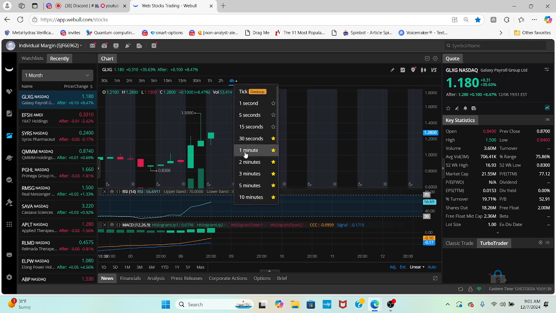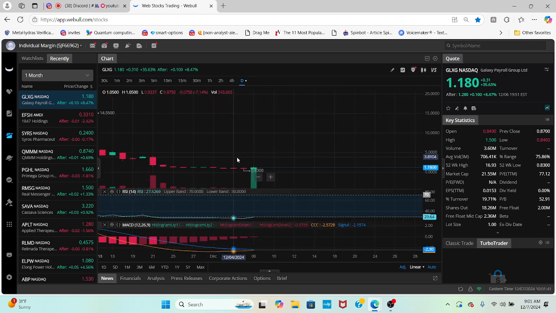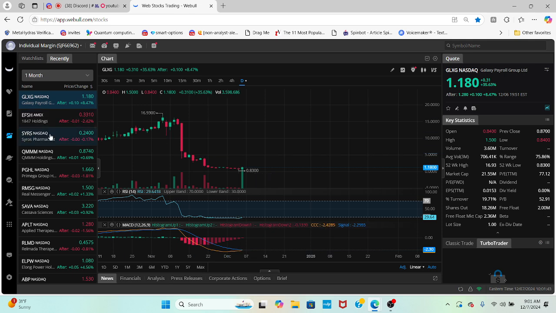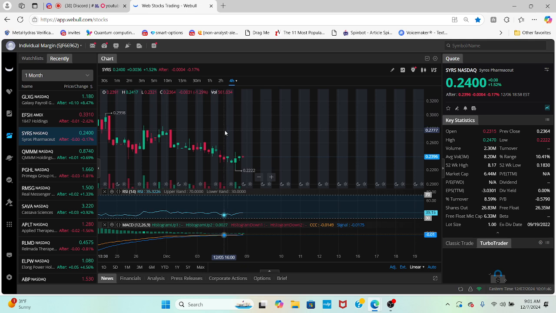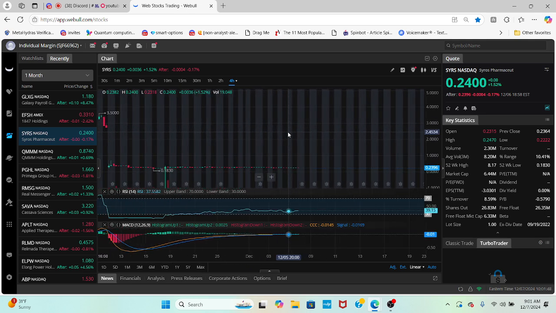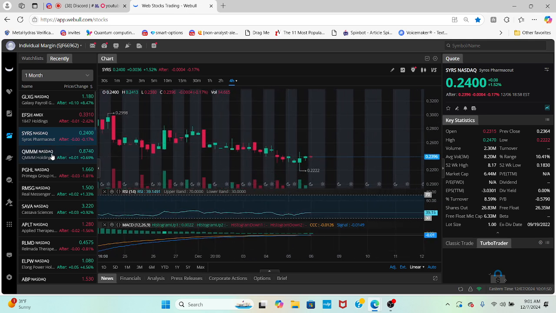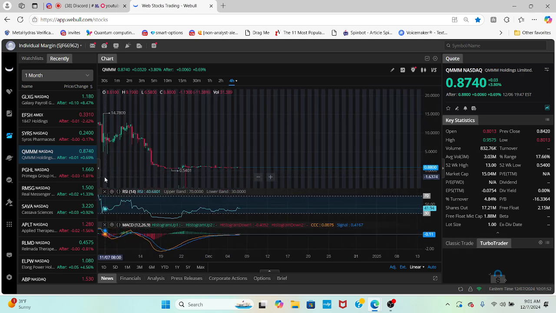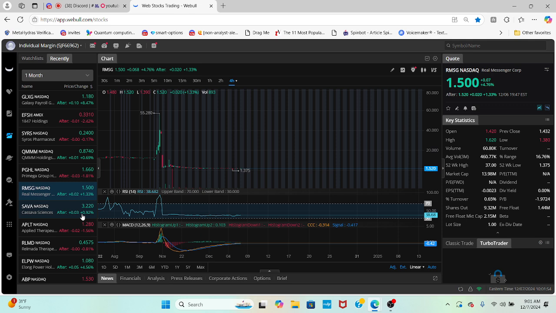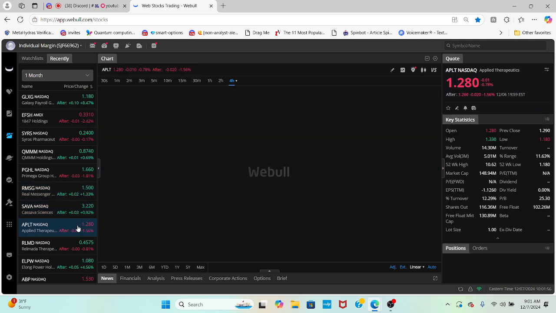GLXG, as you can see, one of the top losers for the last month, is still oversold and time to get in. Let's go look at another example. Let's look at the SYRS. Down to a big sell-off, oversold. They're looking to start buying this back up. The QM, oversold. These are the last month decliners, so they're big discounts. And these are all oversold and ready.